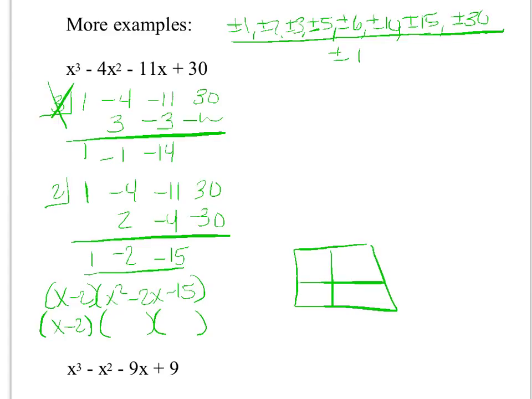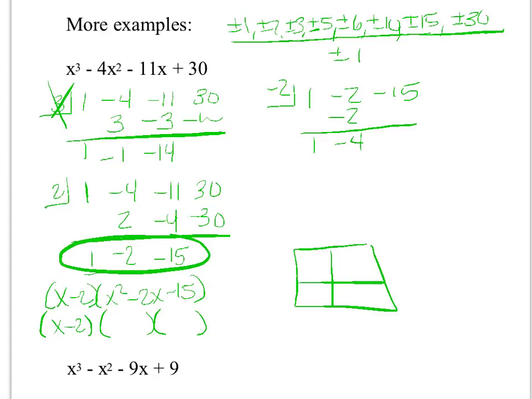And so now, can I figure out the rest of these using a box? Or I could take this right here, 1, negative 2, and negative 15, and I could start trying another number. Maybe I want to try negative 2. So I drop down the 1, I get negative 2 times 1 is negative 2. That gives me negative 4. Negative 2 times negative 4 is a positive 8. That didn't work. So maybe I want to try something else, like negative 3. I tried positive 3, but I haven't tried negative 3. Maybe that'll work.